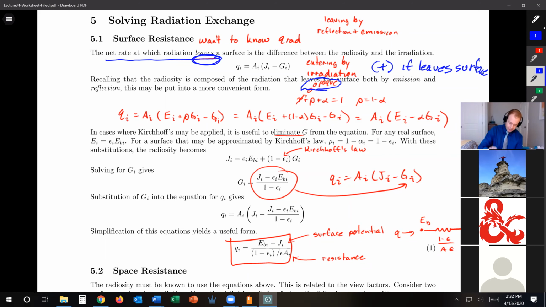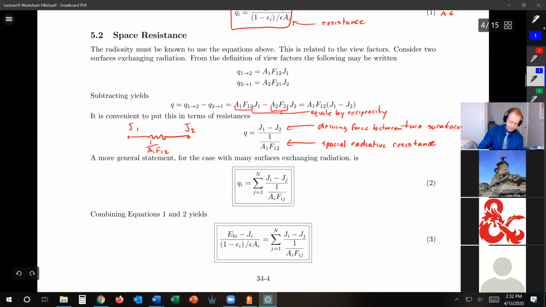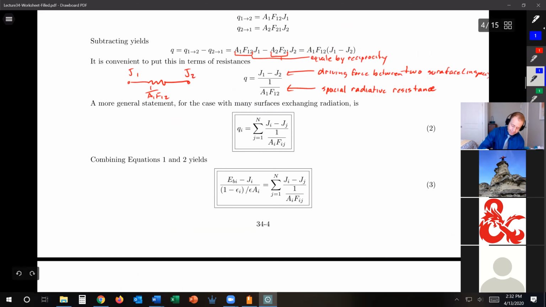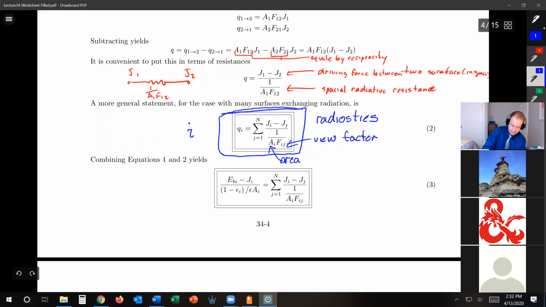Okay, what you're going to get in the end, I don't want to do this derivation because I want to give you lots of examples here, and I've got lots of examples. You're going to find that the net rate of heat leaving body i looks like this. And you know how to get this. This is area. This is the view factor. These are the radiosities. And you're like, how do I get the radiosities? What you're going to do is solve a system of equations to get those. And I'll show you that in a second.